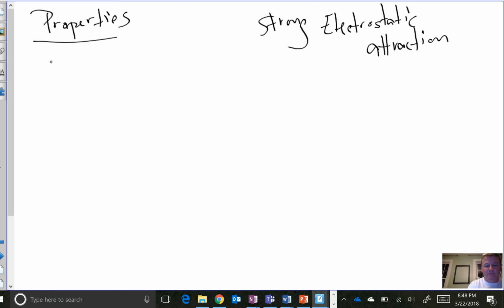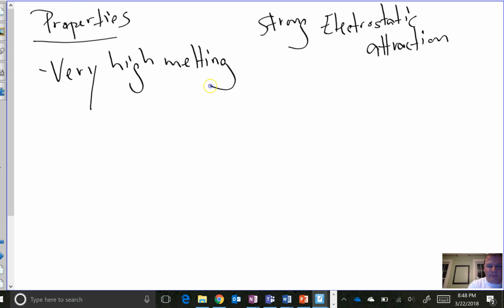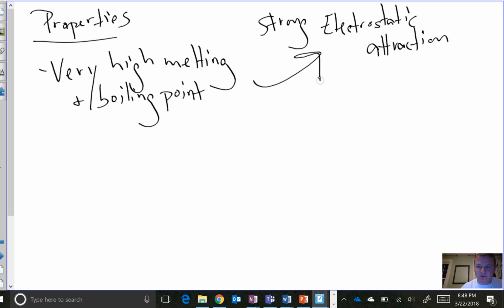Okay, so the first property that we look at, because of this very, very strong attraction between the positive and negative ions, is that ionic compounds tend to have a very high melting point and boiling point. Very high melting and boiling point. Now keep in mind why. How does this relate to that strong electrostatic attraction?